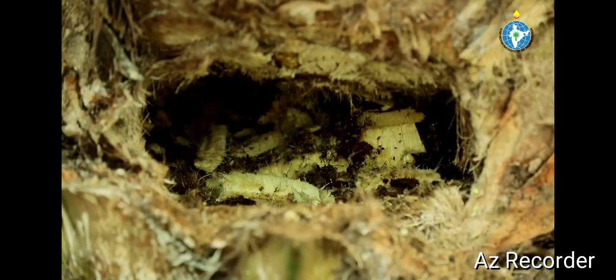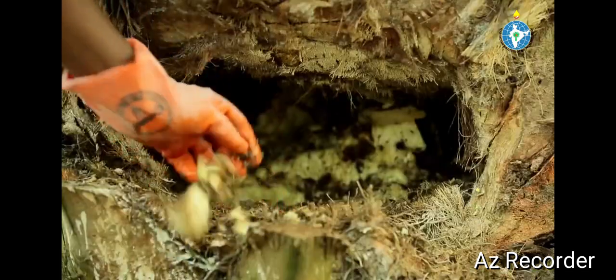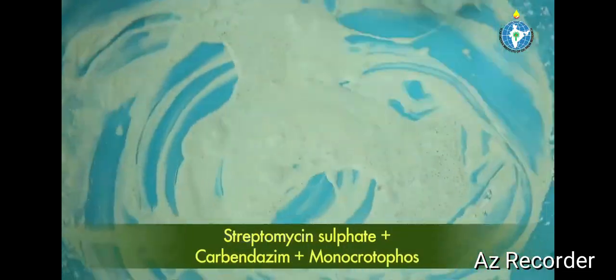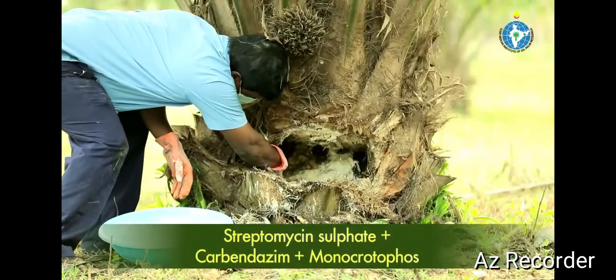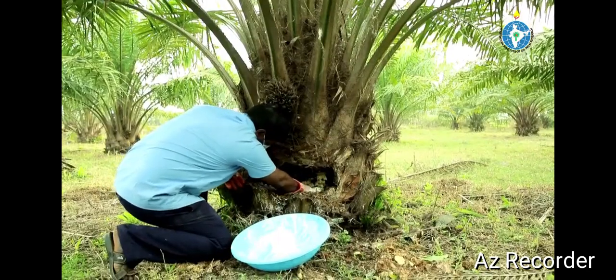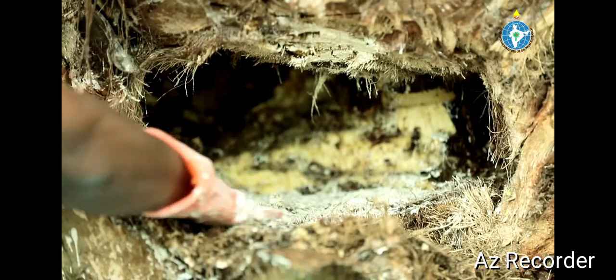Outer stem tissues and front buds should be chiseled and the innermost diseased tissues removed first. This should be followed by the pasting of a protective covering with streptomycin sulfate plus carbendazole plus monocrotophos. Follow this with application of hot coal tar to protect the wound from invading microorganisms.